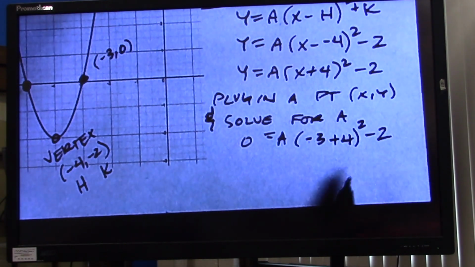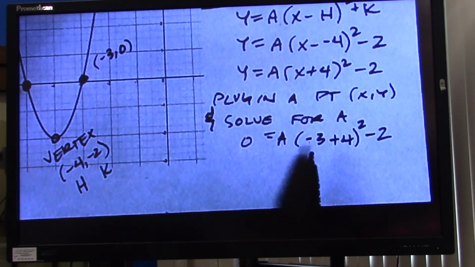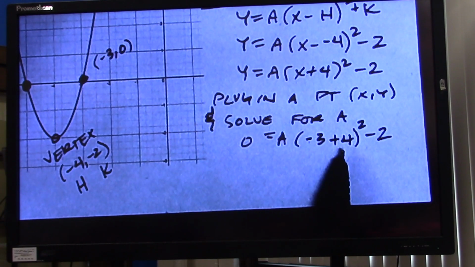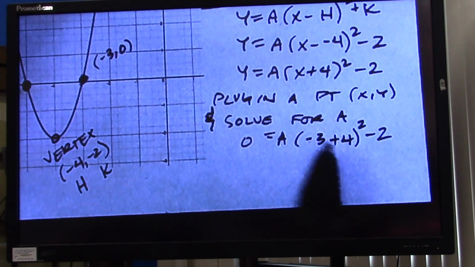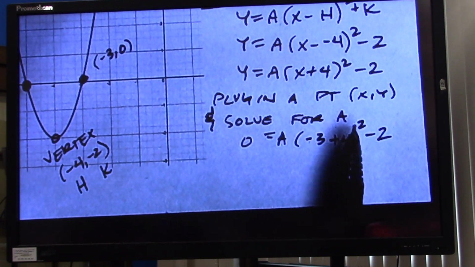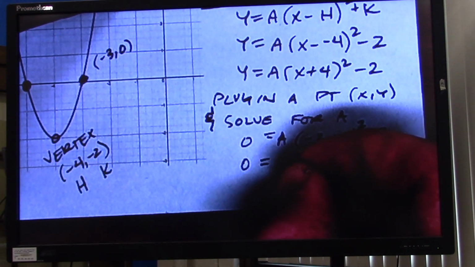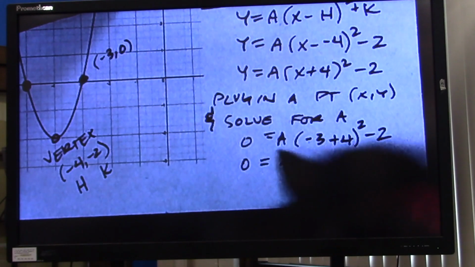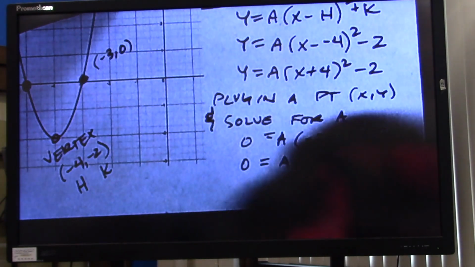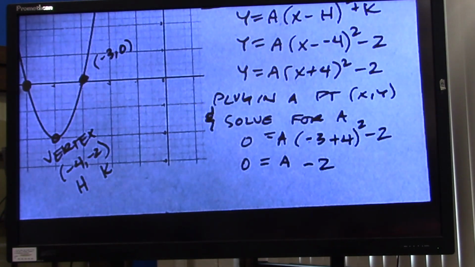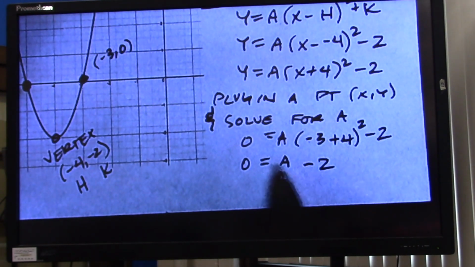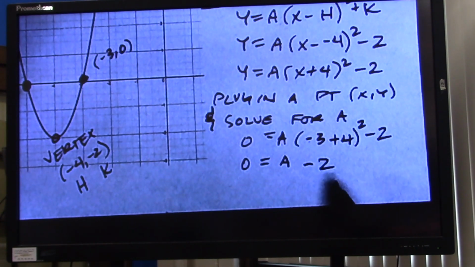Now this is the order of operations. We're just going to go ahead and clean this up a little bit. -3 plus 4, 1. So inside the parentheses, which we operate first according to PEMDAS, and then we're going to square that, so 1 squared is still 1. And so this is 1A, or A times 1, or just plain A. And then the -2 is later. Okay, now you could go ahead and add 2, but maybe you already know, like something -2 equals 0.